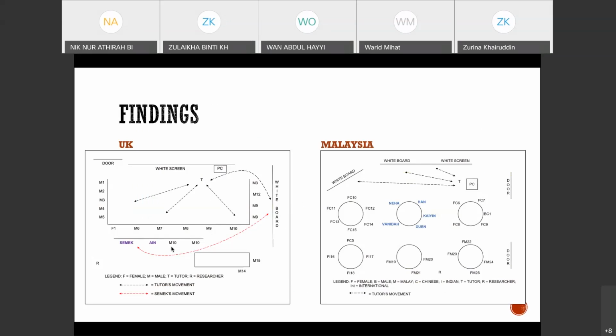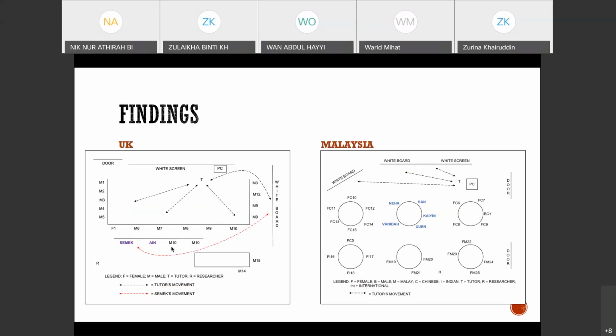But you can see the arrangement, right? Both Malaysian students, Samek and Ain, sit next to each other, which is typical of international students from what I've observed. And they don't mix around with the rest. From my observation, even though Ain is sitting next to another student, a non-Malaysian student, they did not interact, but only interacted between the two of them.